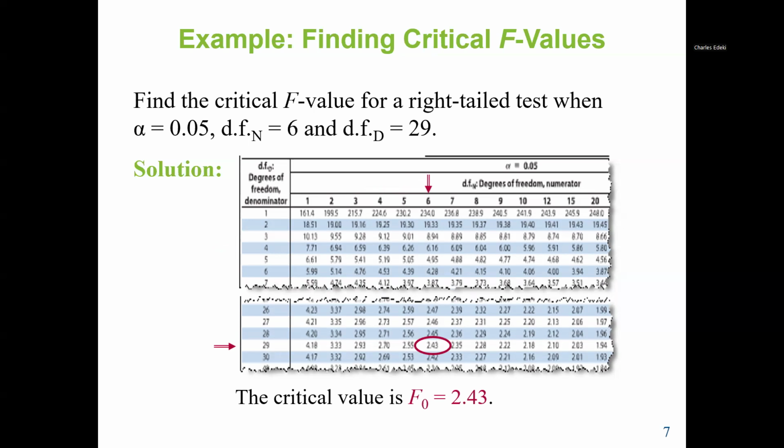Then the degree of freedom for the numerator is 6, and we go to column 6. So the critical value will give us 2.43. And here the alpha is 0.05, and it's only one tail, right tail. So we are using alpha, not half alpha.